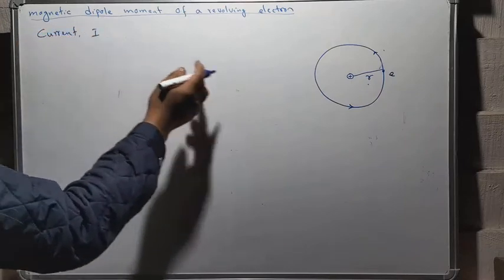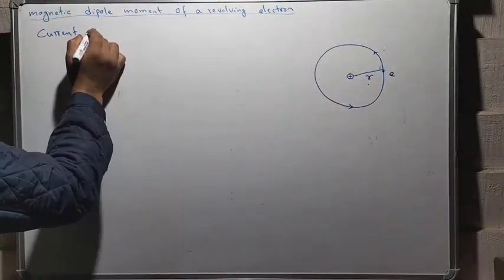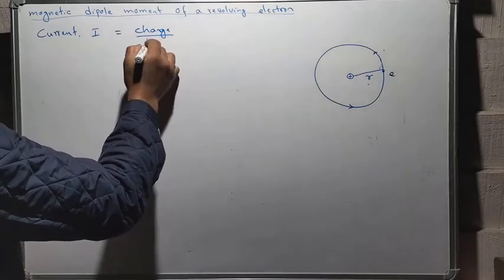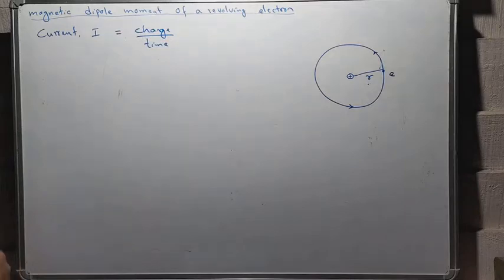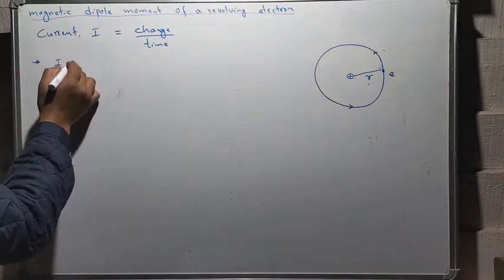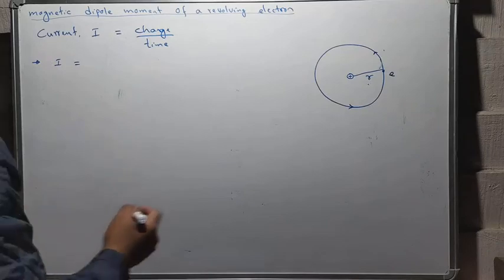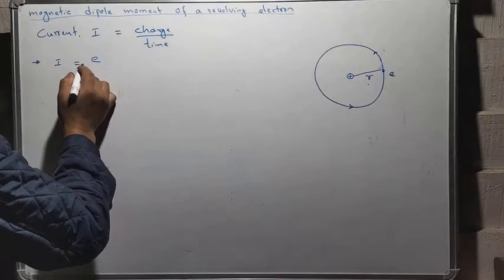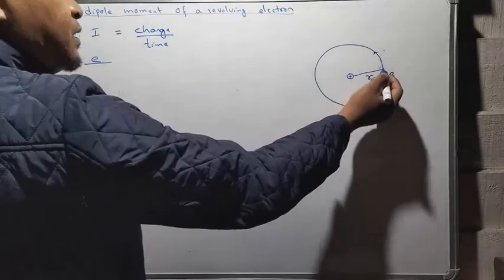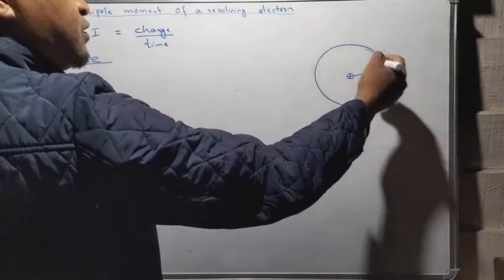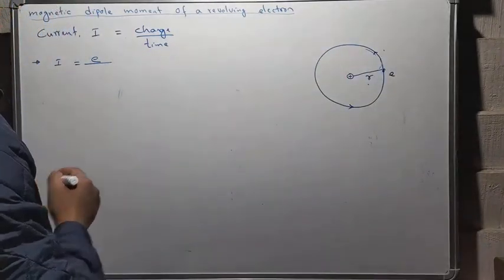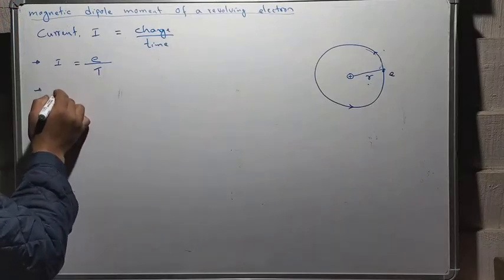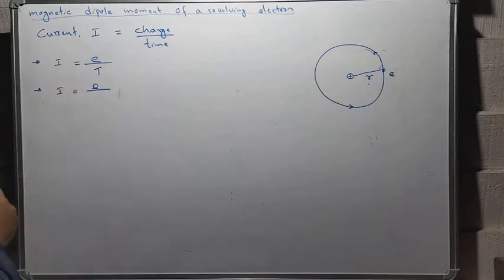Let's say the current which is produced due to the motion of the electron is I, and this I is equal to charge upon time. When I say charge, it means the charge of the electron, small e, upon time. When I say time, it means the time period of revolution of the electron, which we denote by capital T. So I is equal to e upon T.